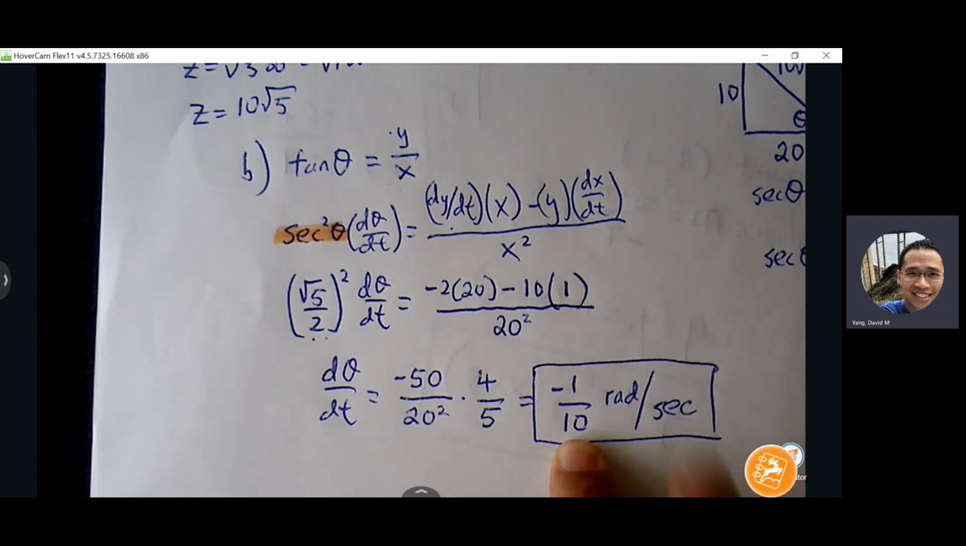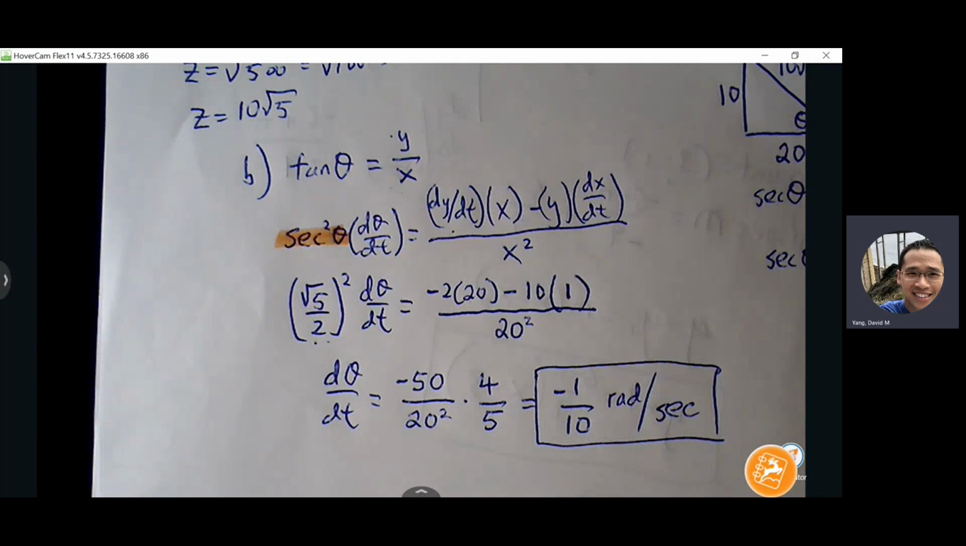Units of measure. Remember, theta is always radians. We're not dealing with degrees here, so it's always radians per time unit. The time unit is seconds, so radians per second.